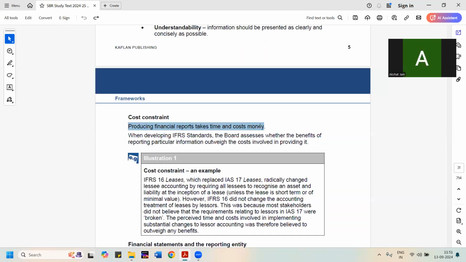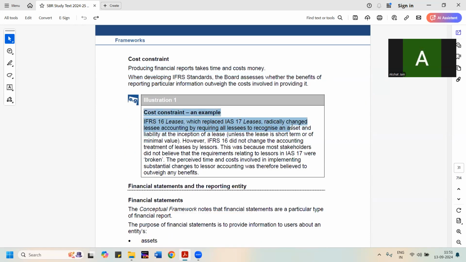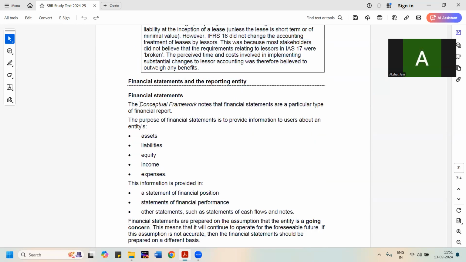Producing financial reports takes time and costs money. This cost constraint, however, did not change the economy. I don't think this is very relevant.